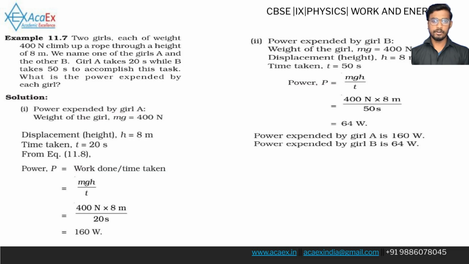II. For girl B, weight equals 400 newtons, height h equals 8 meters, time t equals 50 seconds. Power P equals 400 newtons multiplied by 8 meters divided by 50 seconds, which equals 64 watts. Power expended by girl A is 160 watts. Power expended by girl B is 64 watts.